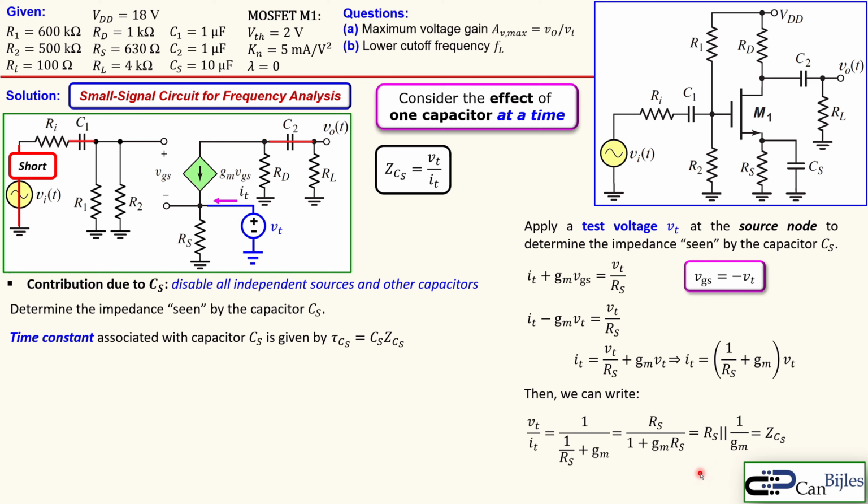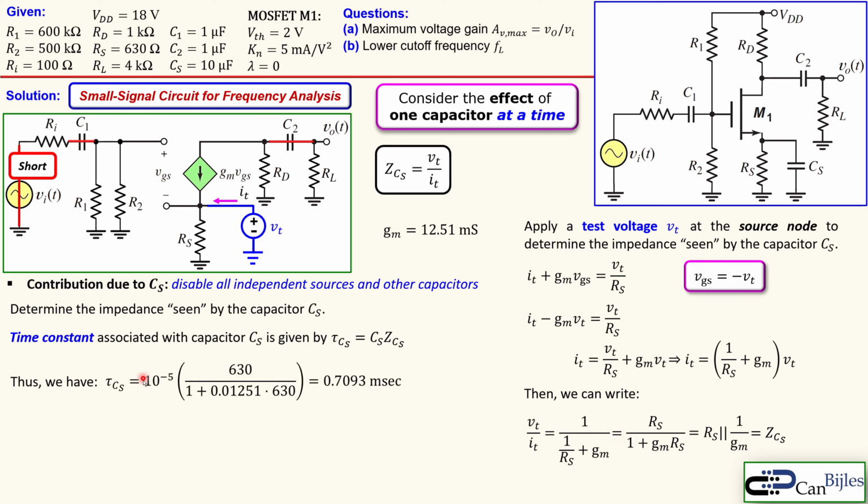So this is our impedance for this capacitor CS. GM was 12.51 millisiemens. We have already determined that. So we can now continue and use the formula to determine the time constant and also the pole frequency.